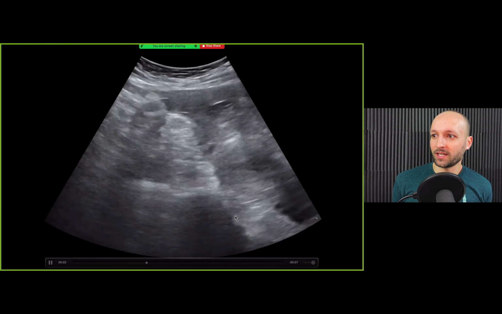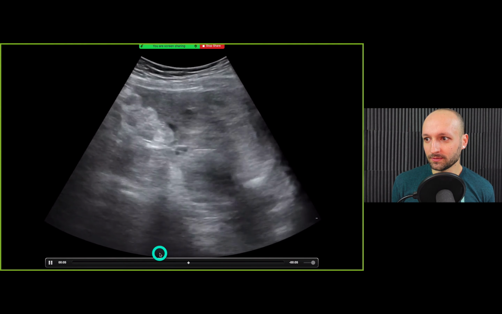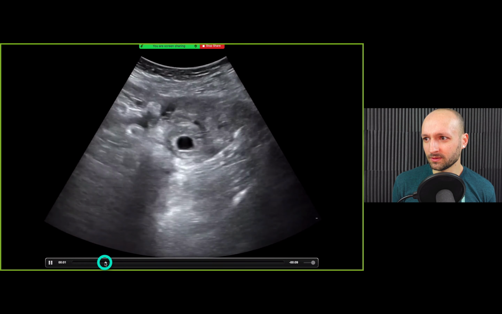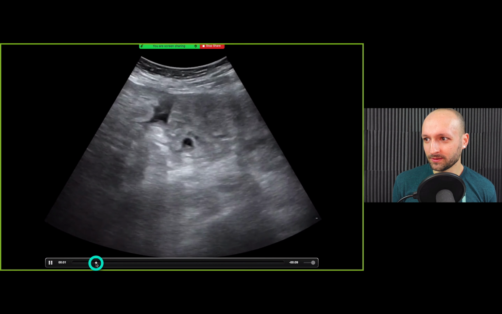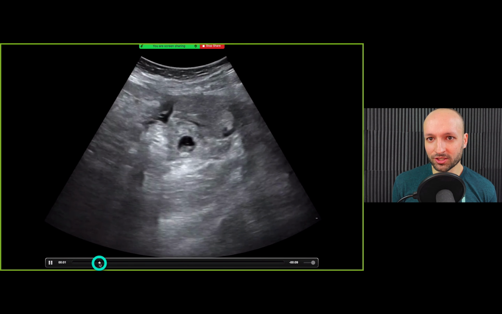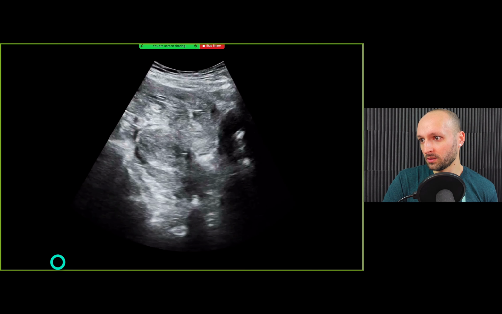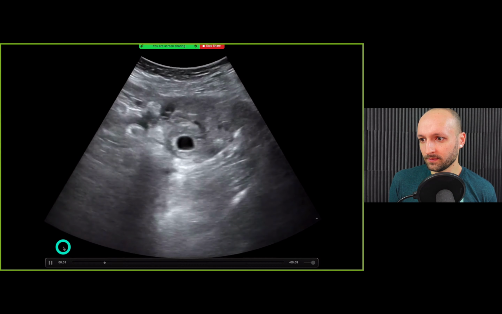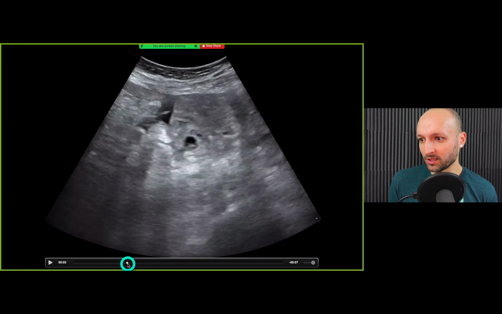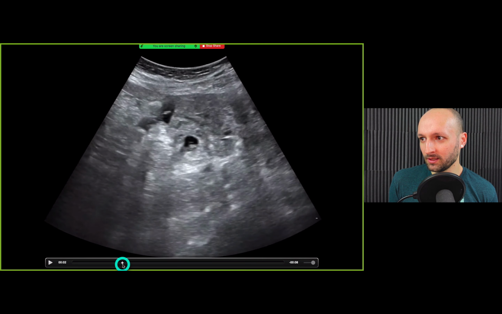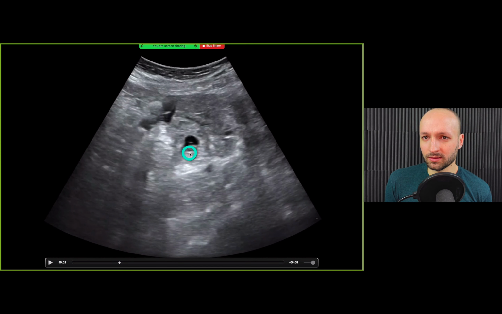Do you guys see that gestational sac? Did you guys see it? Right here. All right, I see a gestational sac. Does that mean I'm done? Do I just move on, call it IUP, discharge the patient? No, line it up with the vagina and the cervix.